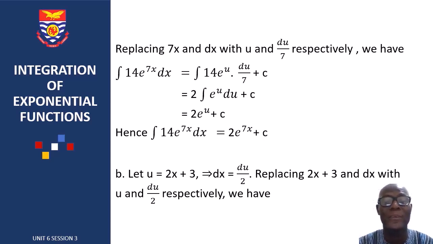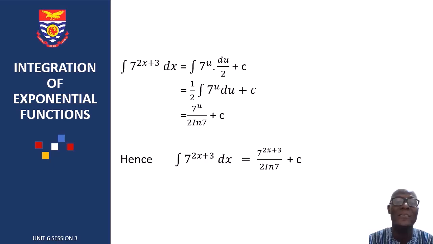B, we let u be 2x plus 3, which implies that our du over dx is equal to 2. And making dx the subject, we have du over 2. Now replacing 2x plus 3 and dx with u and du over 2 respectively, we have the integral of 7 exponent 2x plus 3 dx equals the integral of 7 exponent u multiplying du over 2 plus c.